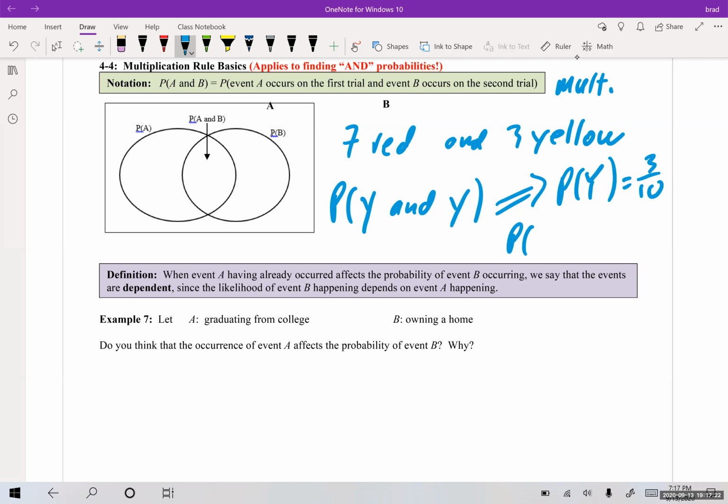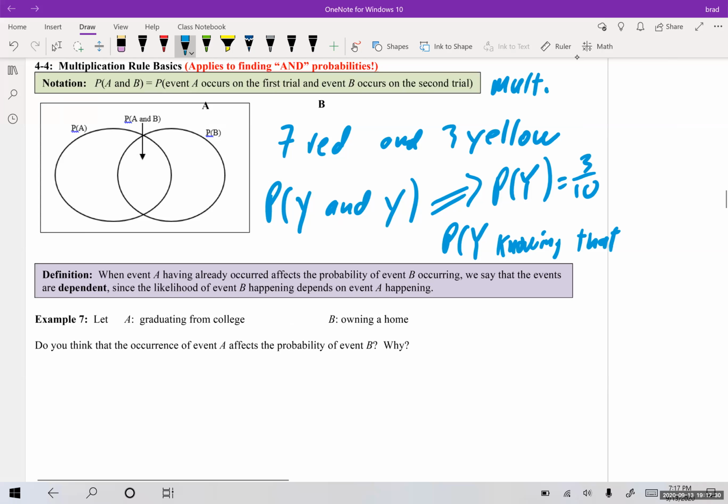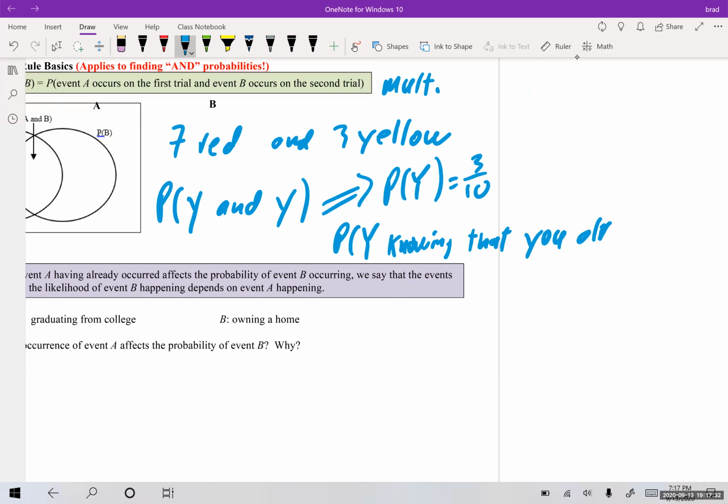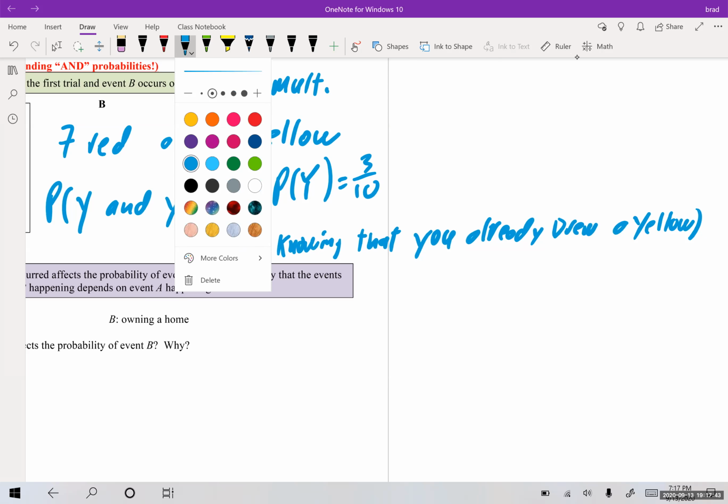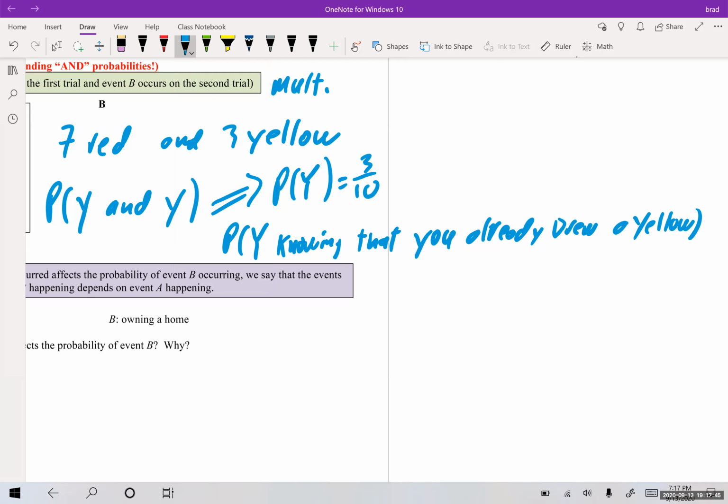Now, what's the probability of drawing a yellow knowing that you already drew a yellow? Let me change the pen, sorry. Okay, so now this is a fancy way of writing, and we're going to learn a much faster way to write this later on. But I just want to kind of talk to you guys about this.